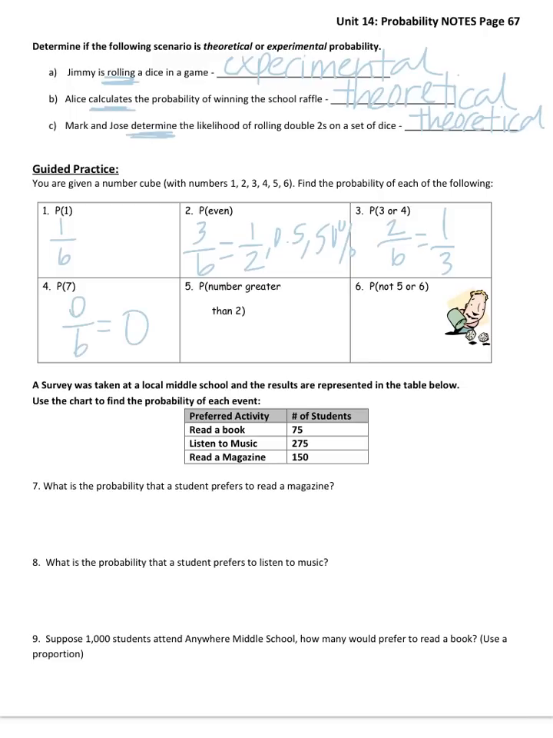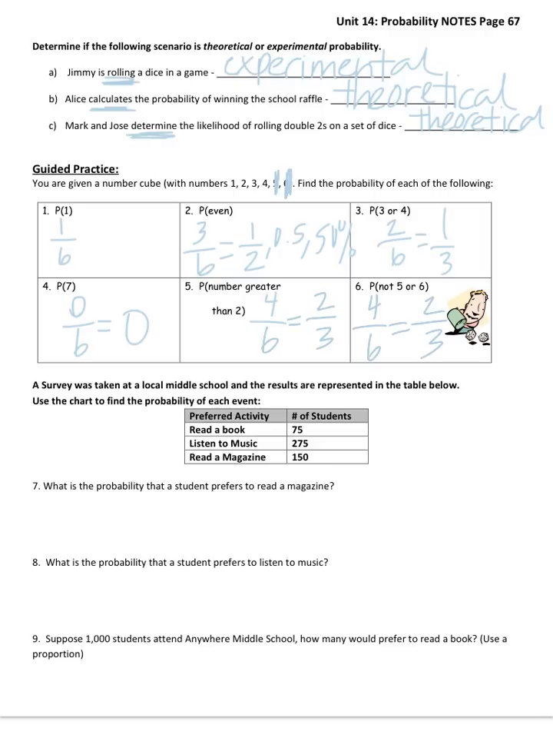A number greater than 2, that would be 3, 4, 5, and 6, so 4 out of 6, which simplifies to 2/3, not 5 or 6. If we marked out 5 and 6 from this list, we have 4 numbers left. So again, 2/3.